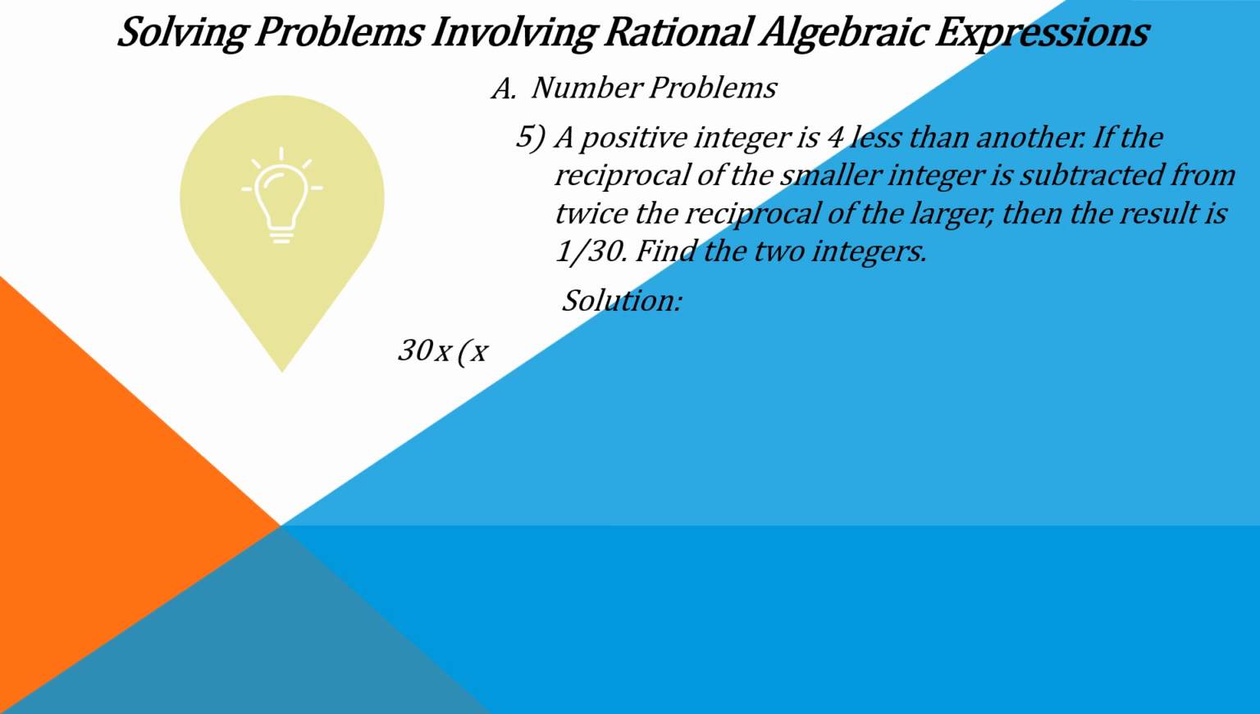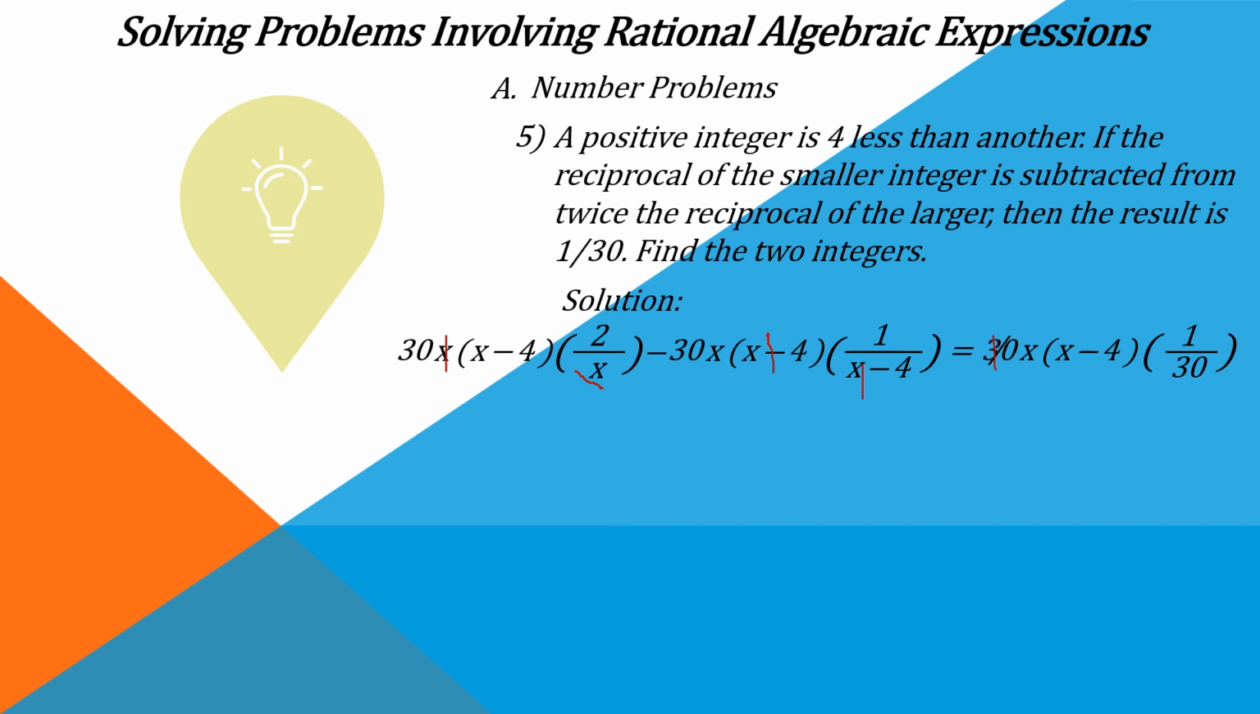And 30x multiplied by x minus 4 multiplied by 2 over x, minus 30x multiplied by x minus 4 multiplied by 1 over x minus 4, equal to 30x multiplied by x minus 4 multiplied by 1 over 30. As you can see, we can cancel these x and x, x minus 4 and x minus 4, then 30 and 30. So cancel these terms and simplify.